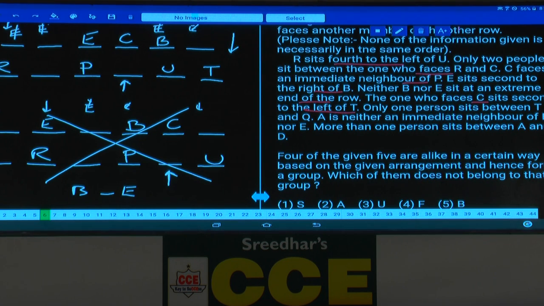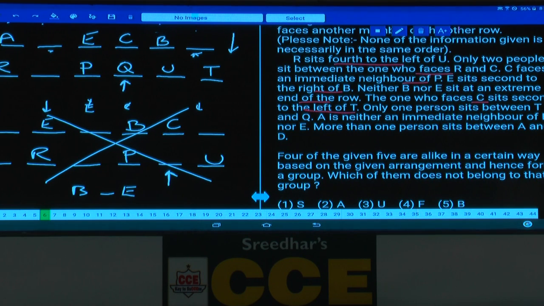We are left with only one case. And only one person sits between T and Q. How many persons in between T and Q? There is only one person. A is neither an immediate neighbor of B nor E. A cannot be at this place and A cannot be at this place, because he is neither an immediate neighbor of B nor E. Hence, A must be at the left extreme, isn't it? Hence, A must be at this place opposite to R.